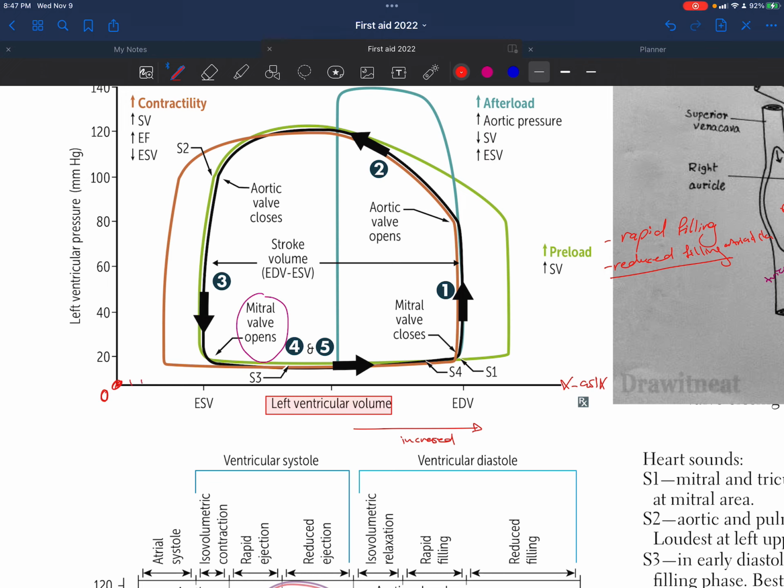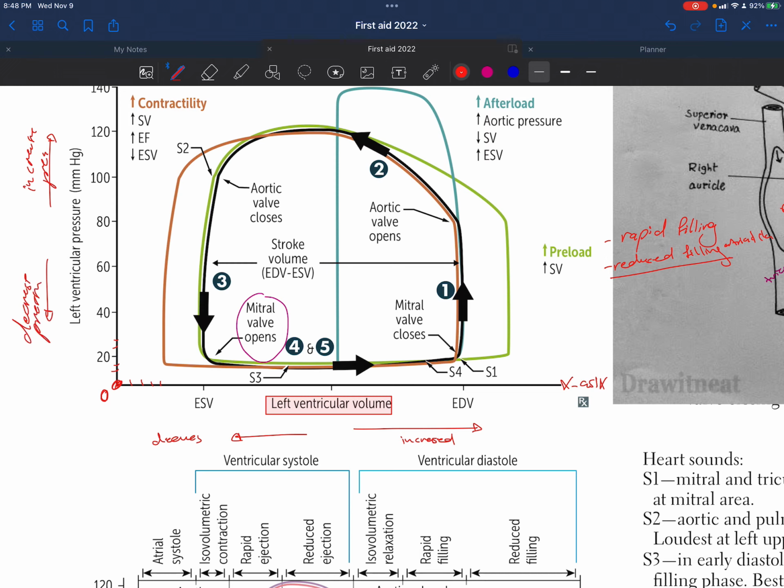We have 1, 2, 3 here, and then 1, 2, 3 over here. So if we go this way, there is an increase in the left ventricular pressure. If we go that way, this is a decrease in the volume. If we go this way, there is a decrease in the pressure.